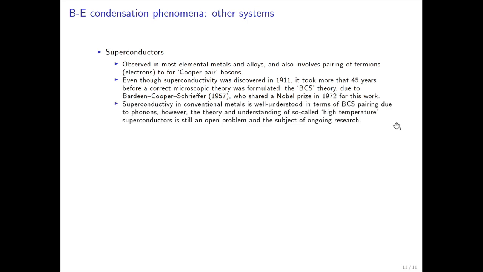So superconductivity in conventional metals is well understood in terms of BCS pairing, and the pairing is due to a really interesting effect: an attraction between electrons due to phonons. However, you've probably heard there are things called high-temperature superconductors. Starting in the mid-80s it was the cuprates, and nowadays they're the iron pnictides and other materials. These are still an open problem and a subject of ongoing research, just understanding the theory, for example.